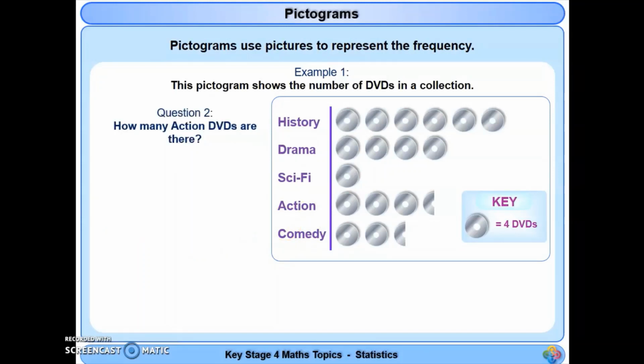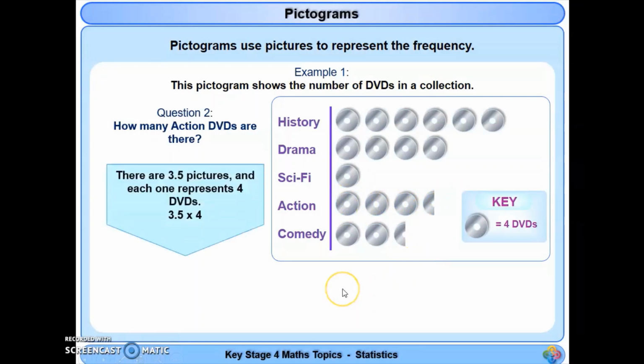How many action DVDs are there? This time we have 3 full discs and a half disc. So if we did the addition, it would be 4, add 4, add 4, add 2, which is going to give me 14. Alternatively, I could do it as a multiplication. I have 3.5 discs. Each disc represents 4 DVDs. So if I do a multiplication, there are 14 action DVDs.